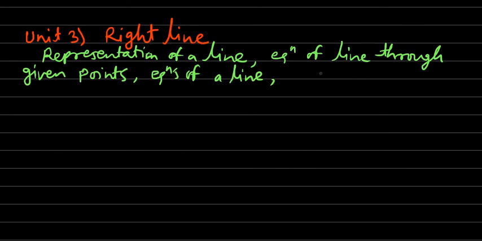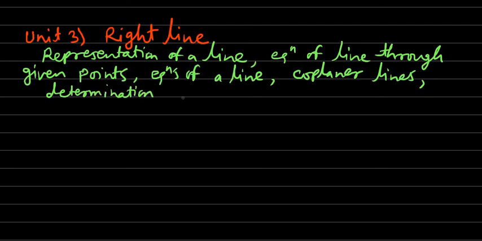Then we are going to study the main articles such as coplanar lines. Coplanar lines means lines which lie in the same plane. Then the condition for the coplanarity of lines we are going to discuss. Then the number of arbitrary constants in the equation of a straight line. Then determination of lines, determination means finding, determination of lines satisfying given conditions.